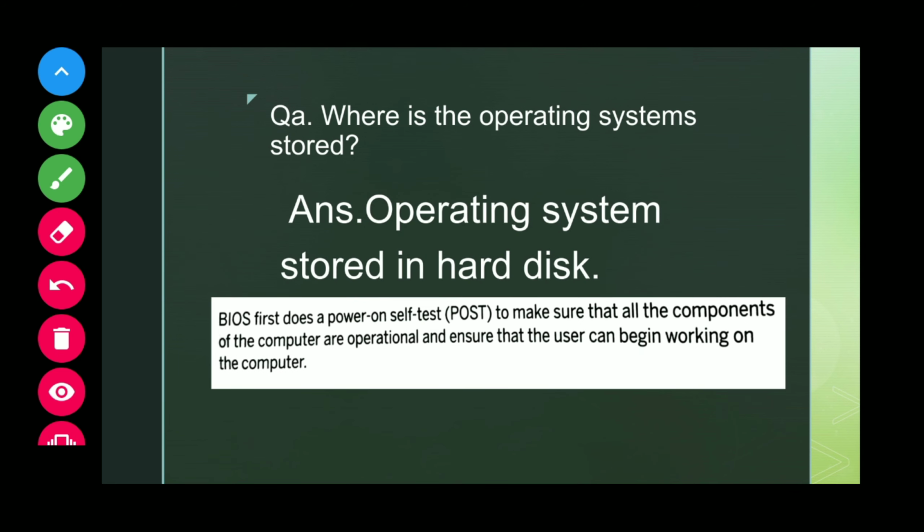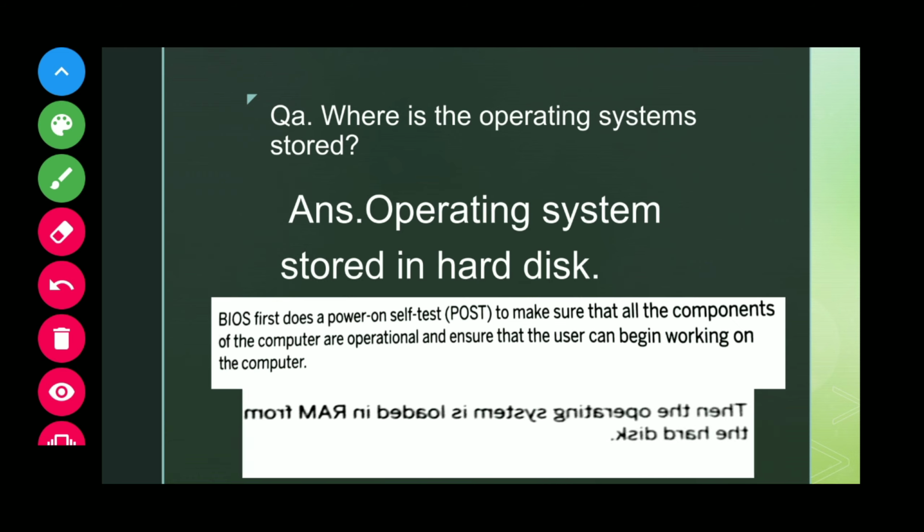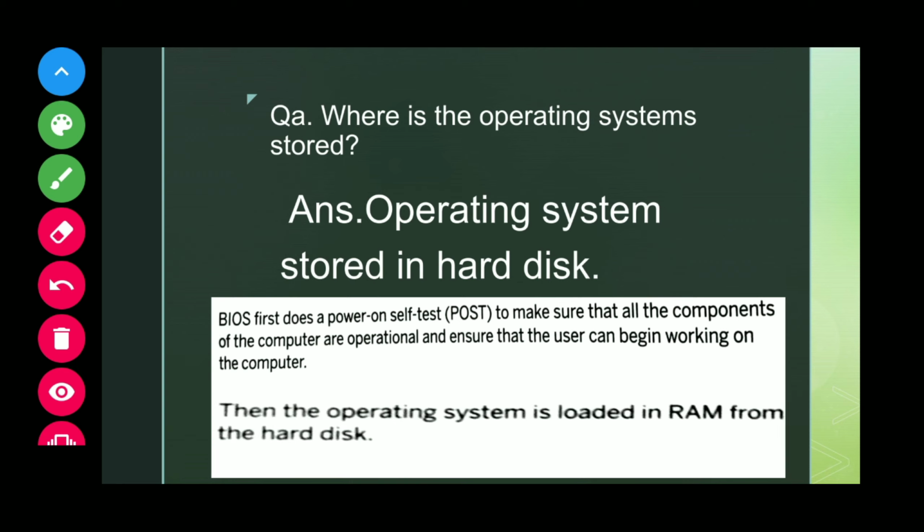Inside the book it is written: BIOS first does a power on self test, that is the POST process. Already we discussed the POST process here. It makes sure that all the components of the computer are working or operational, and after that it starts the booting process. Then the operating system is loaded to the RAM.